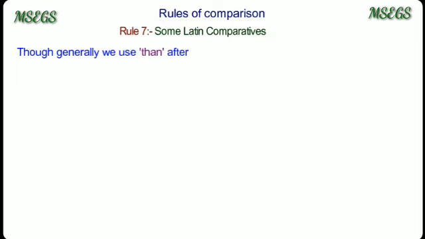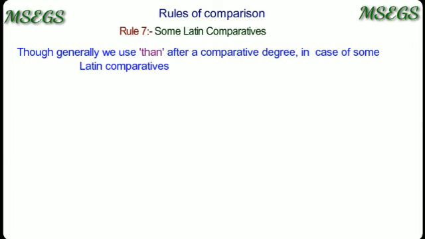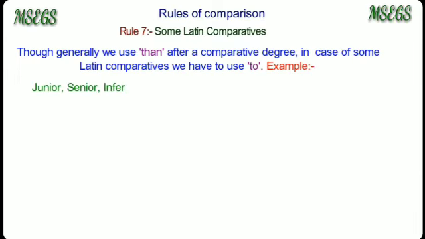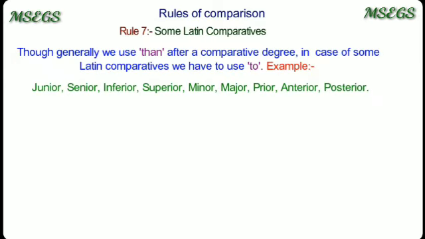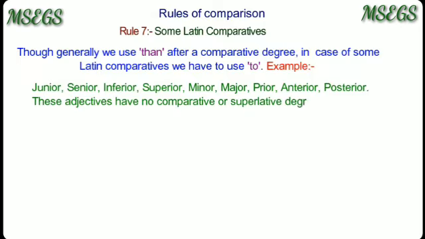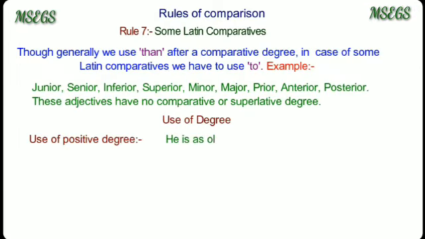Now, rule number 7. Some Latin comparatives. Here I will discuss about some exceptions. Though generally we use than after a comparative degree, in case of some Latin comparatives we have to use to. Example, junior, senior, inferior, superior, minor, major, prior, anterior, posterior, etc. These adjectives have no comparative or superlative degree.